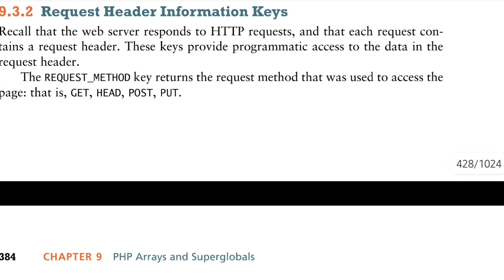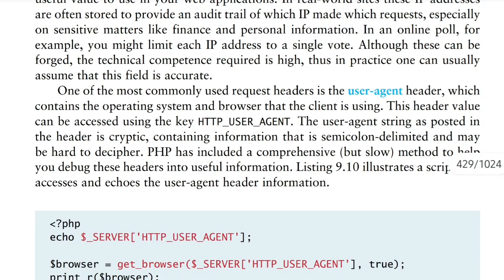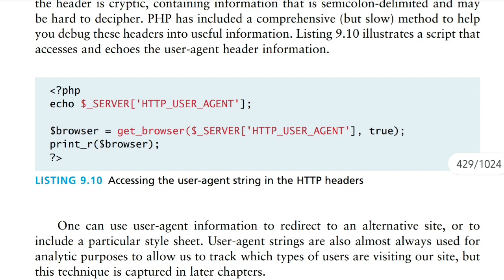Requesting header information keys, to request the information of the header keys, we'll be using the HTTP user agent. One of the most used request headers is user agent, which contains the operating system. It's just that whatever we want to request, we'll just write dollar underscore server, and whatever you want to request, that will be requested. So the output will be shown to us.